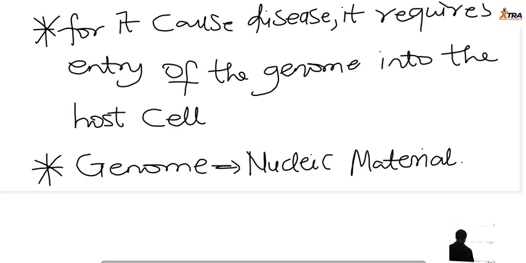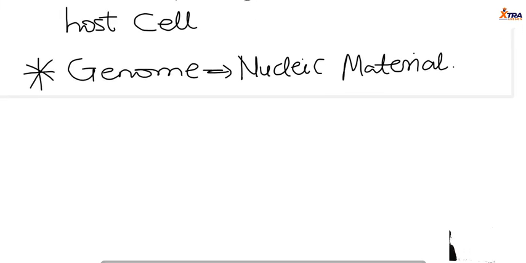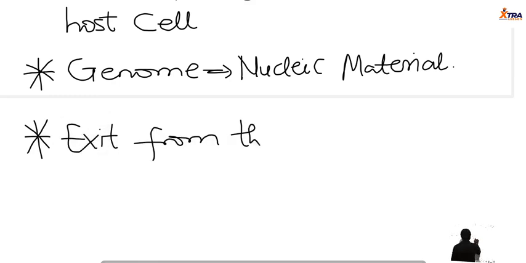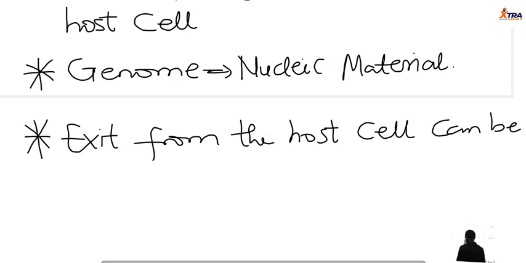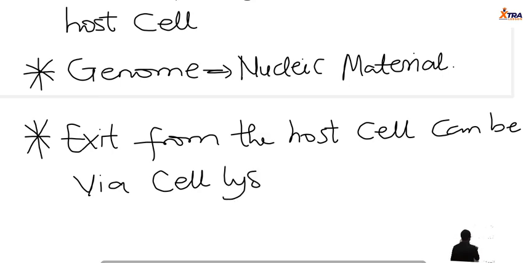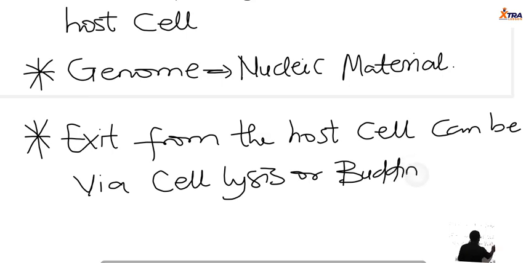So this is also very key in understanding virus. Exit from the host cell can be via cell lysis or budding. That budding, they also refer to as exocytosis, that is the cell vomiting. In the case of viruses that are naked, they are going to leave the cell by cell lysis. They have to destroy the cell to find their way out. But if the virus is enveloped, it will just bud out of the cell, because it has an envelope.